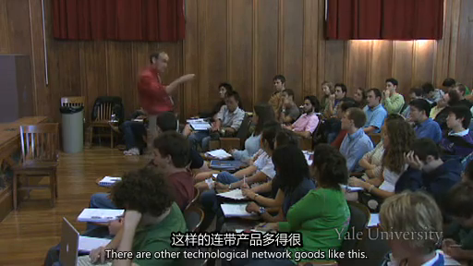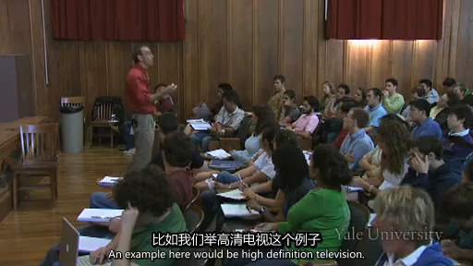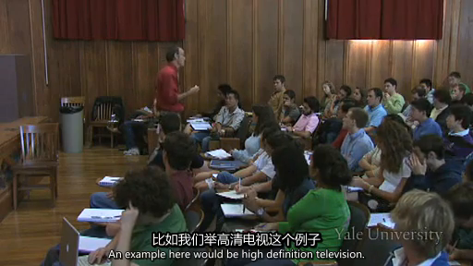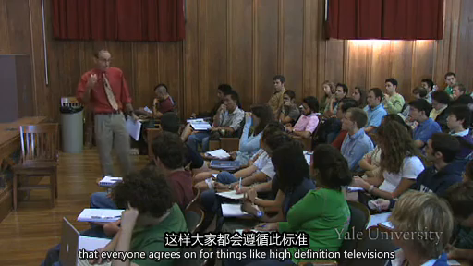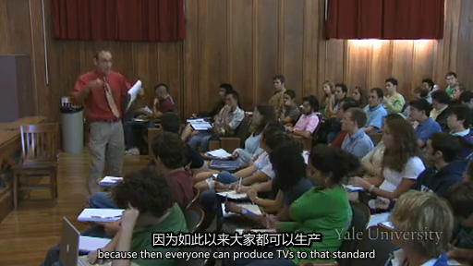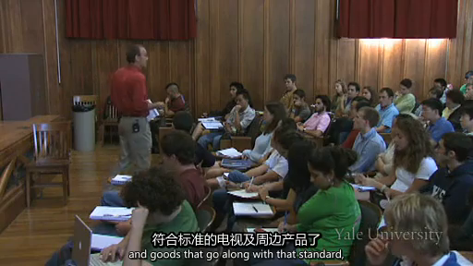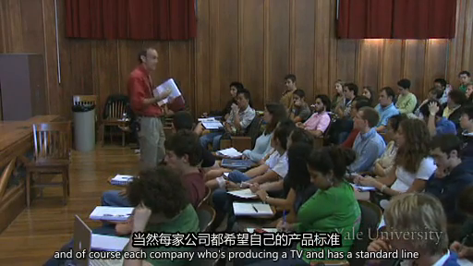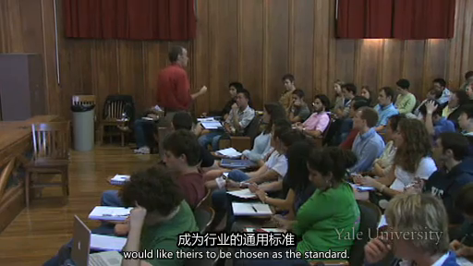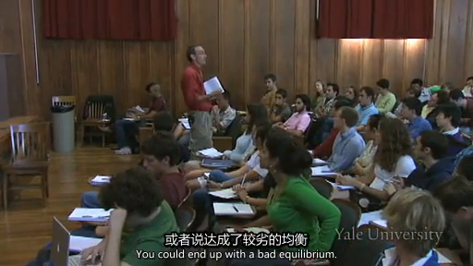All right? There are other technological network goods like this. These are called network externalities. An example here would be high-definition television. You want to have one technological standard that everyone agrees on for things like high-definition televisions, because then everyone can produce TV to that standard and goods that go along with that standard. And of course, it matters. Each company producing a TV that has a standard in mind would like theirs to be chosen as the standard. And again, you could end up at the wrong place, at a bad equilibrium there.